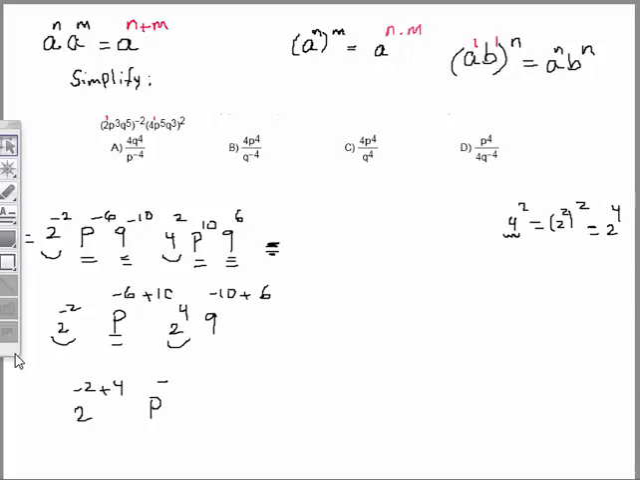We have p to the power of negative 6 plus 10, then q to the power of negative 10 plus 6. So here would be 2 to the power of, if I combine these two, I get 2. P to the power of 10 minus 6 would be 4. Then q to the power of negative 10 plus 6 would be equal to negative 4.